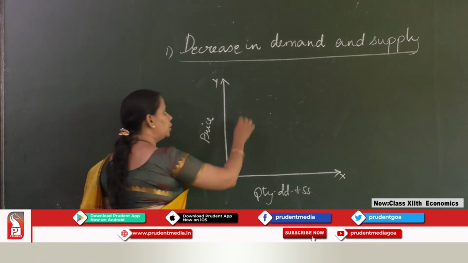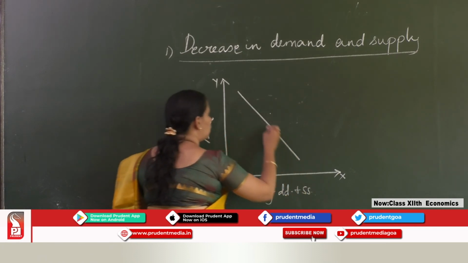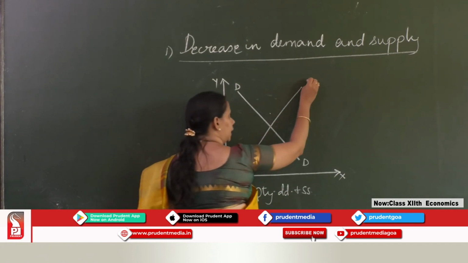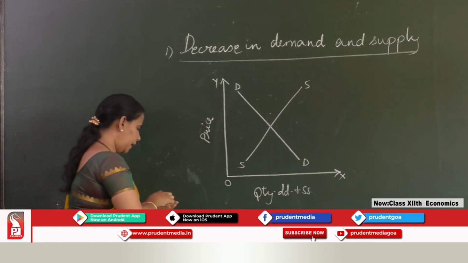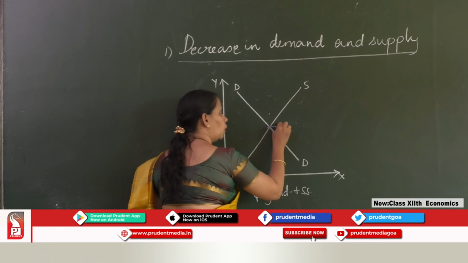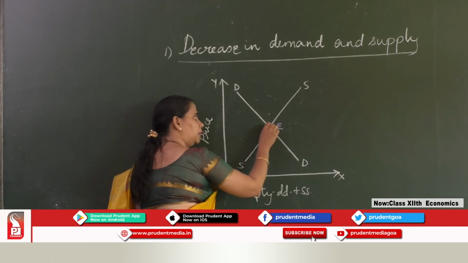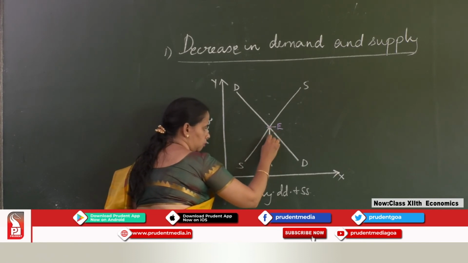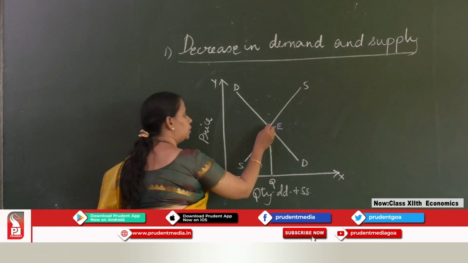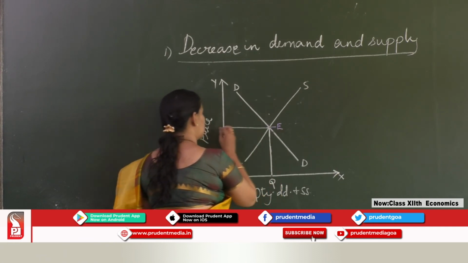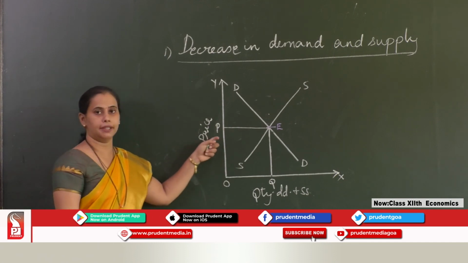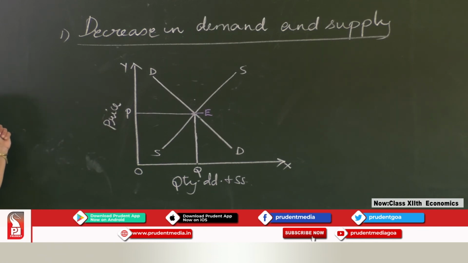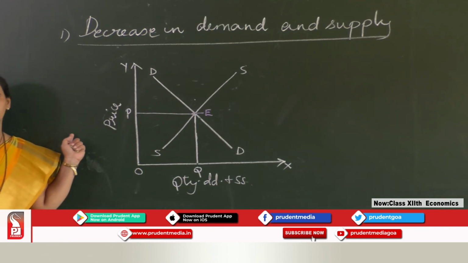We take the original demand curve DD, we take the original supply curve SS, and the original equilibrium once again at point E, point of intersection between the demand curve and the supply curve. Original quantity, original price, that is equilibrium quantity and equilibrium price. Now, here we are saying that we are taking a decrease in the demand and supply.